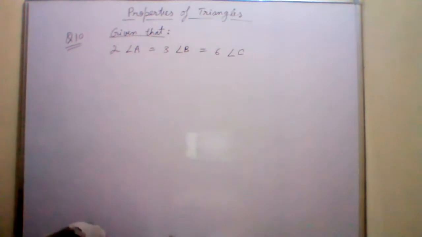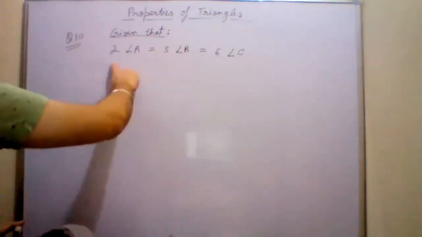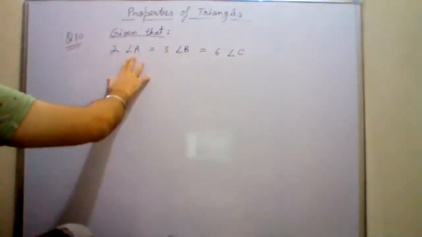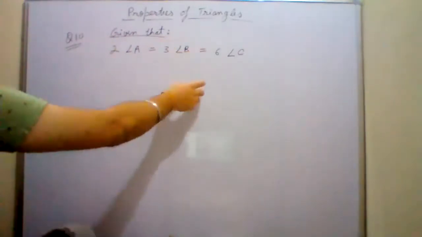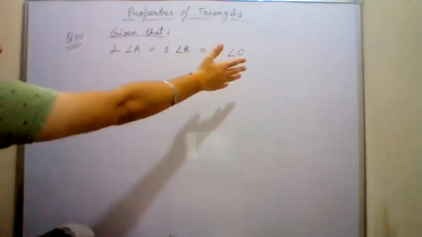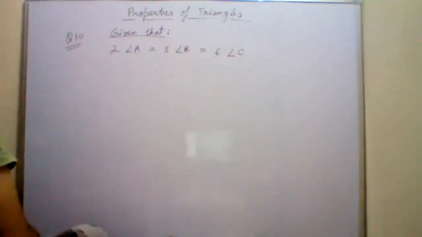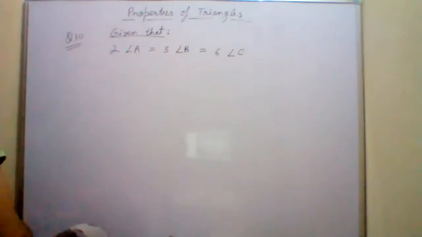Let's see how we can do it. There is a relation given among all the 3 angles. What is the relation? If you double angle A, triple angle B, and take 6 times angle C, they will all be equal. This is given in the question, and with the help of this information, you have to find angle A, angle B, and angle C.